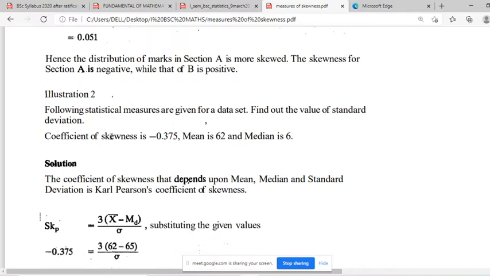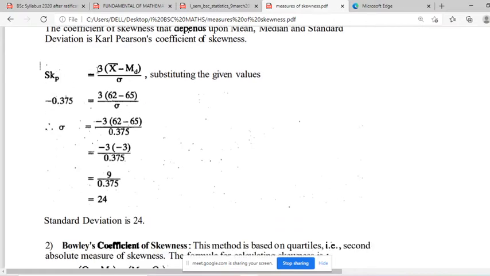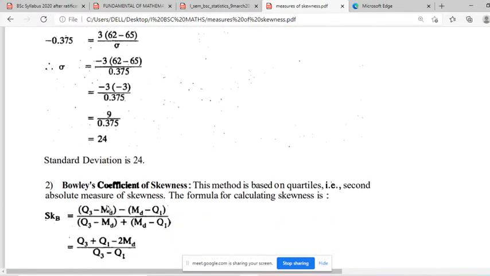Now another problem: the coefficient of skewness is given as minus 0.375 and the mean is given as 62. So what is the median? Let us look at the solution. SKP is equal to 3 times (x bar minus MD) by sigma. Substituting the value of SKP, we can compute sigma. Sigma equals minus 3 into (62 minus 65) divided by 0.375, that equals 9 by 0.375, that equals 24. So the standard deviation is 24.